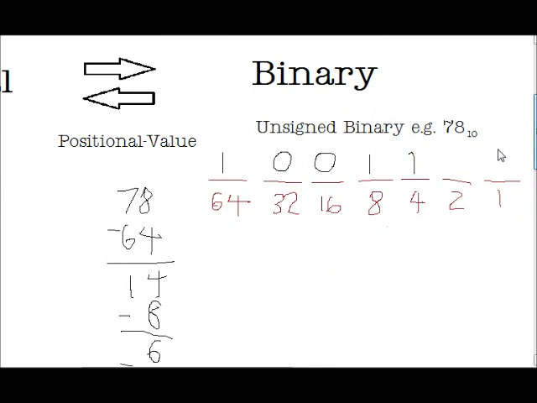And 2 can go into 2, so this will be a 1, and the last bit is a 0. So an unsigned binary value for the decimal 78 base 10 is equal to 1, 0, 0, 1, 1, 1, 0, base 2. And that is your answer.